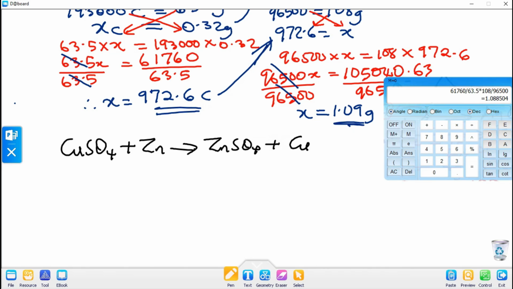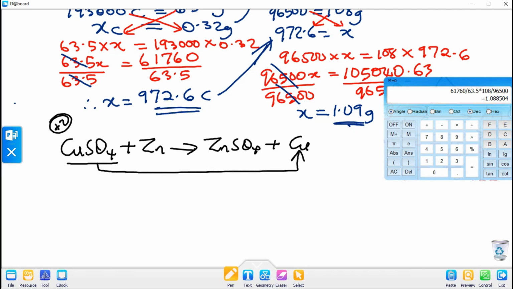Now looking at the reaction, we can say that copper was initially copper sulfate. In short, it is called copper(II) tetraoxosulfate(VI), copper 2, which simply means that the oxidation number of copper here is +2. So coming into reaction with zinc, zinc reduced copper to ordinary copper. You can see copper is no longer copper(II) sulfate, but it has now become ordinary copper.